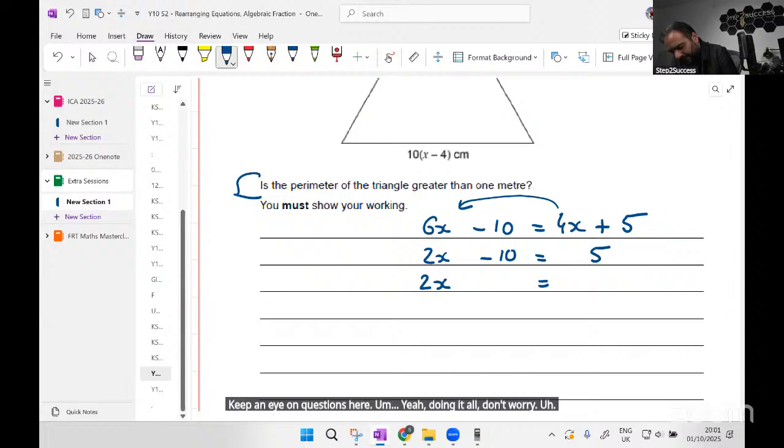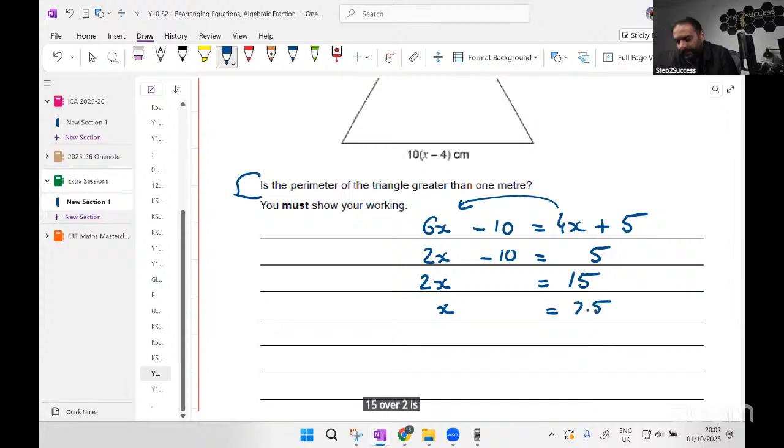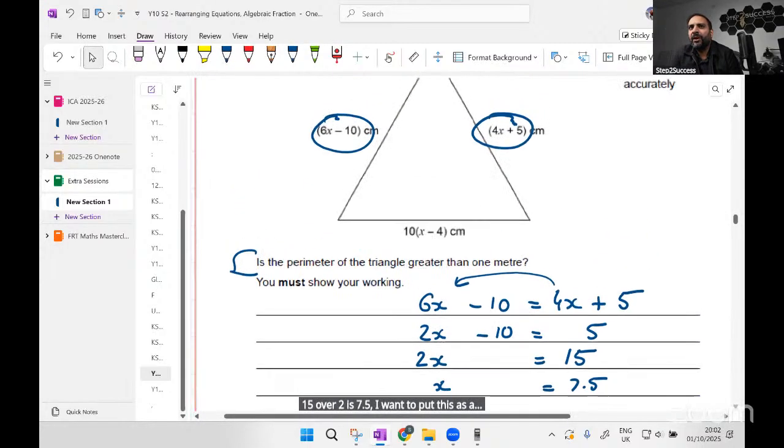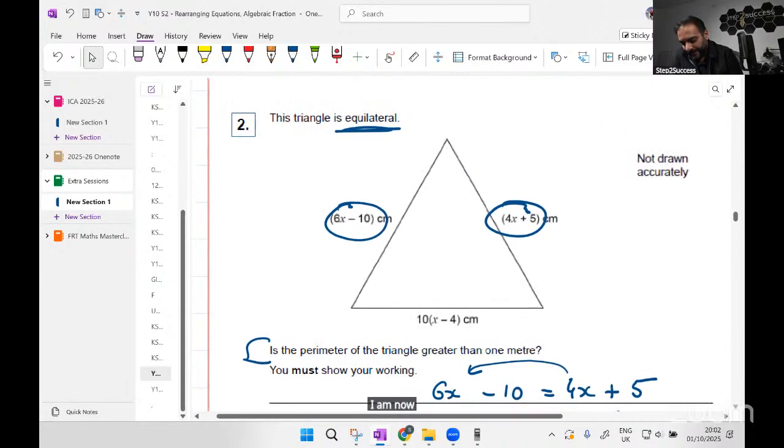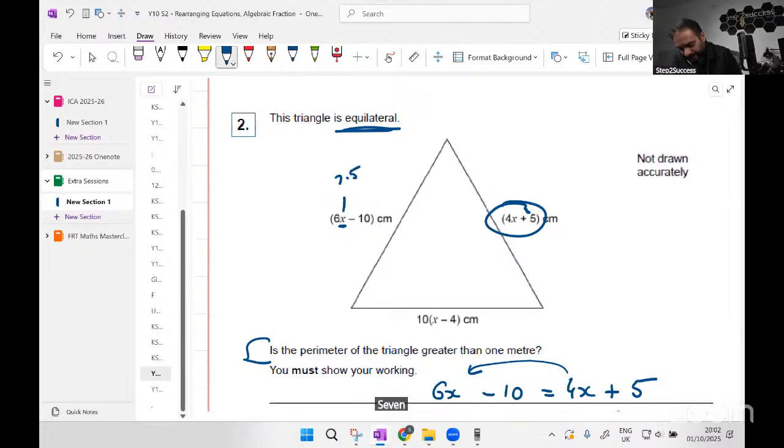2x equals 5, add 10, which is 15, and then divide 15 by 2. 15 over 2 is 7.5. I'm going to put this as a decimal because now that I know what x is, the question is not finished. Now that I know what x is, I can substitute 7.5 into where that x is.